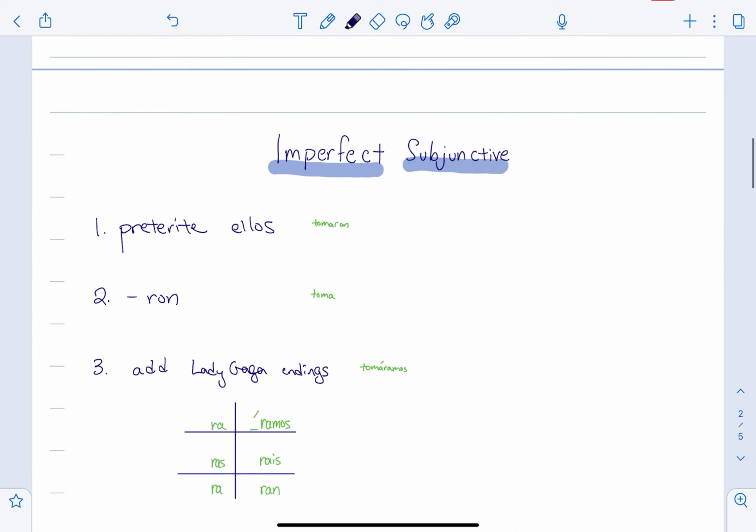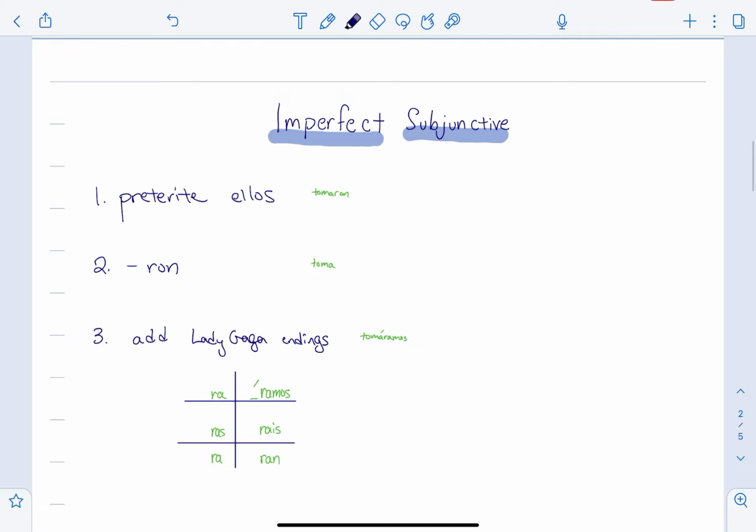The imperfect subjunctive, you can look back at your notes from chapter 3, is formed by step 1, put the verb in the preterite ellos form. Step 2, subtract the ron. And step 3, add the Lady Gaga endings: ra, ras, ra, ramos, ran. And don't forget the accent before whatever vowel is before the R in the nosotros.